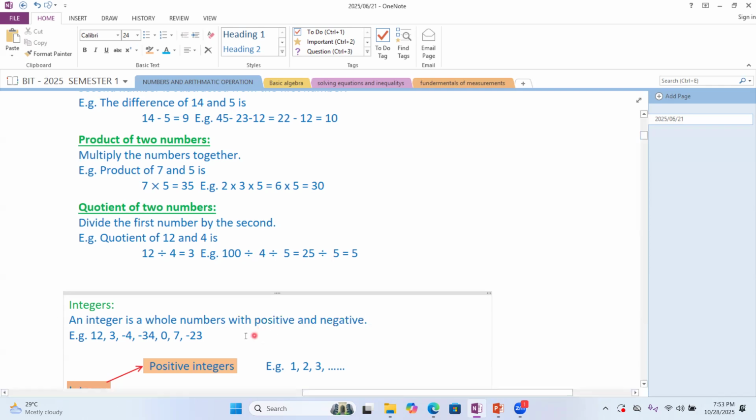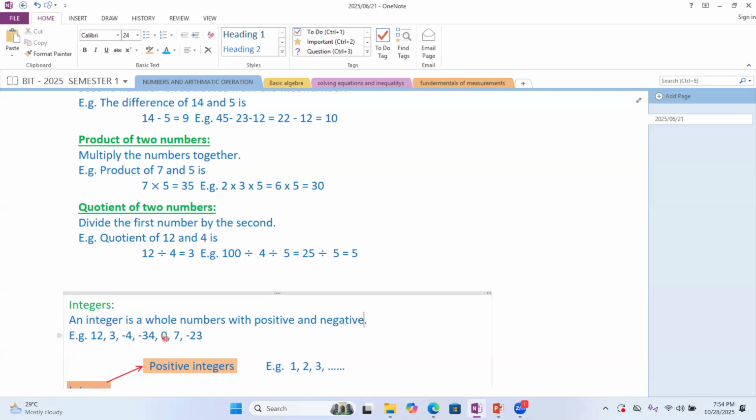Positive and negative. For example, 12 is a whole number. 3 is a whole number. These are the positive numbers. Minus 4 is a whole number with a negative. Negative whole number. Minus 34 is a negative whole number. But 0 is neither positive nor negative. 0 is a neutral number.